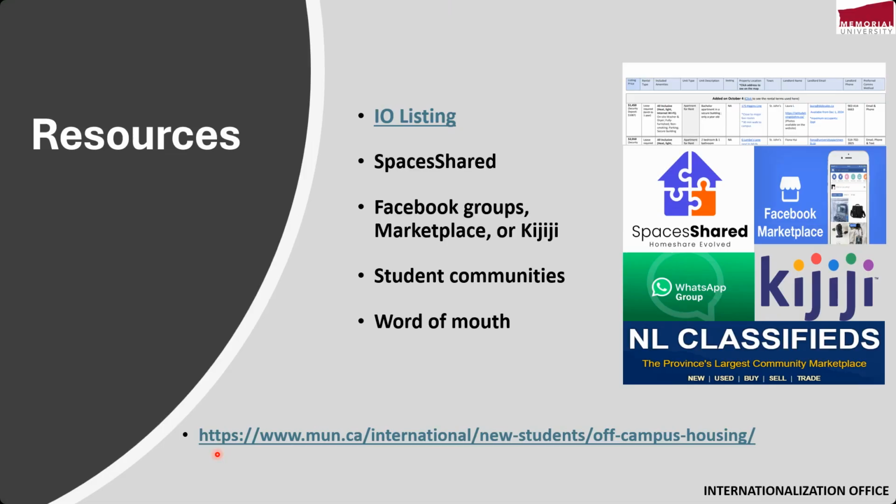One thing I wanted to mention here is that we update the IO listing, but we only work with the students. We don't work with landlords. We don't contact landlords on behalf of a student. So if you find anything in the IO listing, you can directly reach out to the landlord, ask for details, and schedule a viewing. Whether it is still available to rent, we don't know, because we just published it on our website. So you have to reach out directly to find out the details.